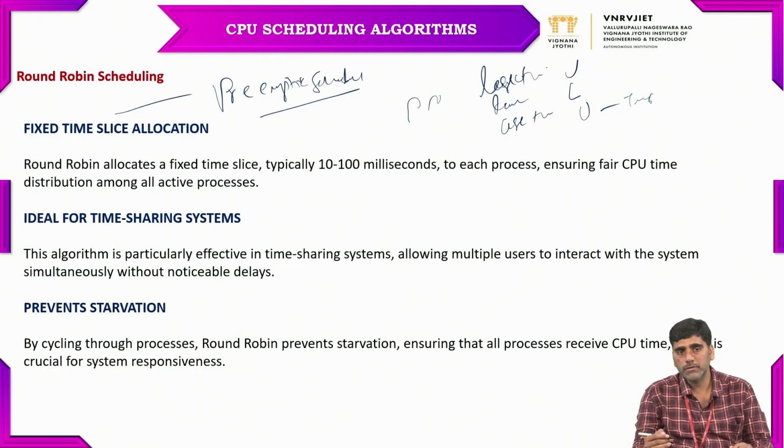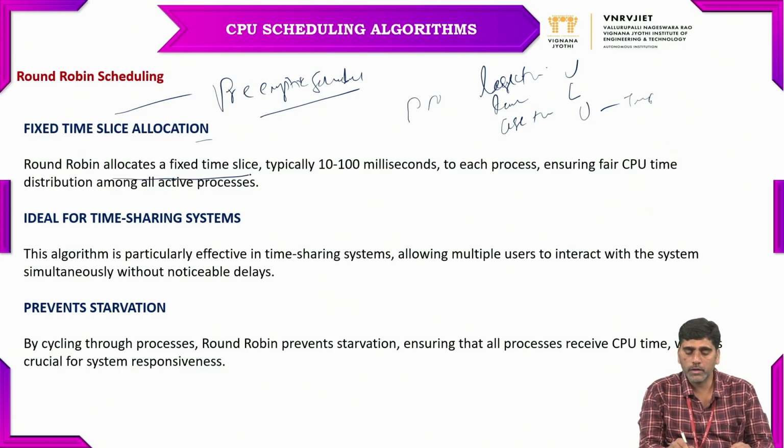So from this round robin scheduling, what are the main advantages and disadvantages we can see? The main thing is fixed time slice allocation. Round robin scheduling works based on the fixed time slice allocation. That means it works based on the time quantum or time slice. So we give the time quantum or time slice to each and every process to utilize the CPU for 2 milliseconds or 5 milliseconds or like that.